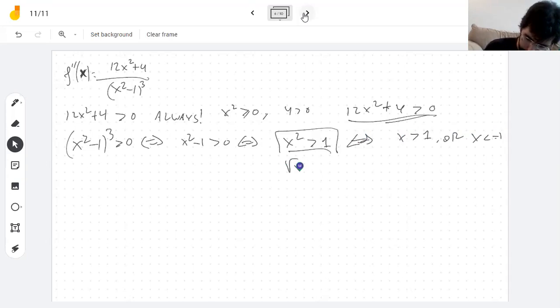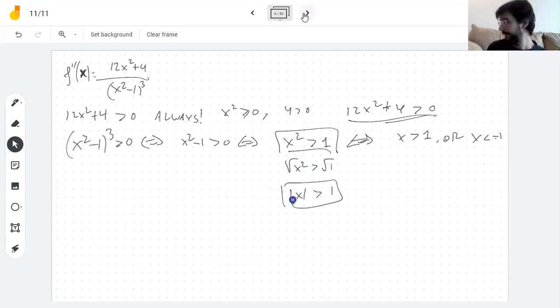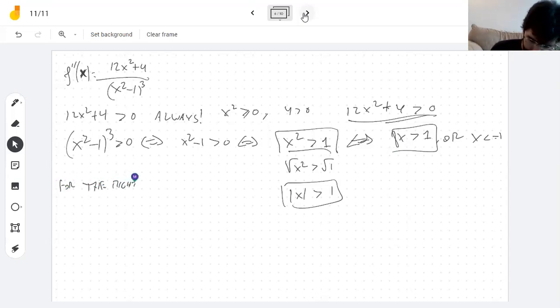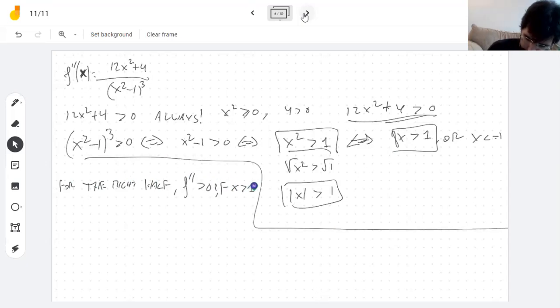I guess you take square roots. And then you have that 1 is smaller than the absolute value of x. The square root of the square is not the number if the number is negative. So if we only look at the positive numbers, the second derivative is positive if we have x bigger than 1.